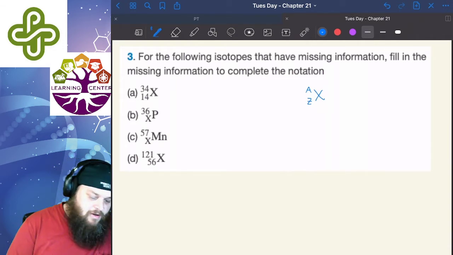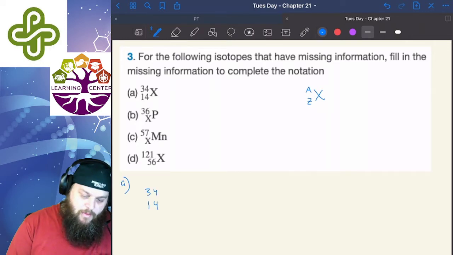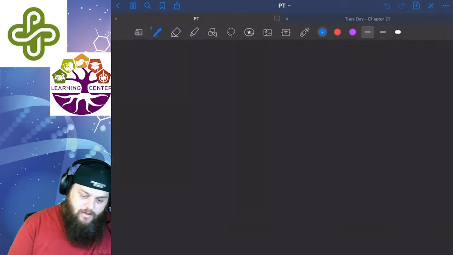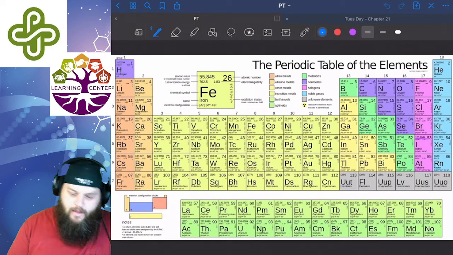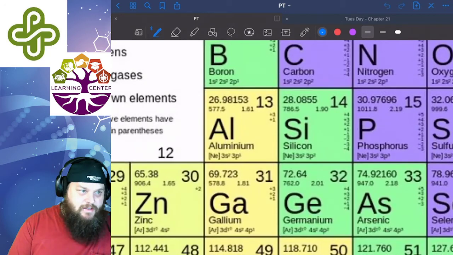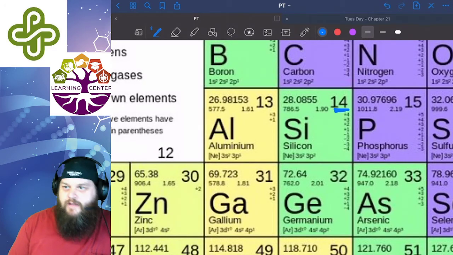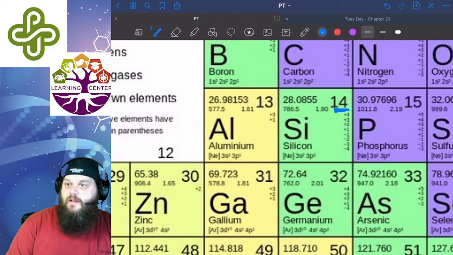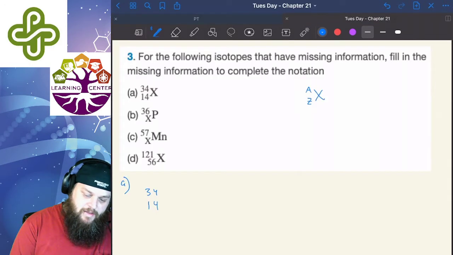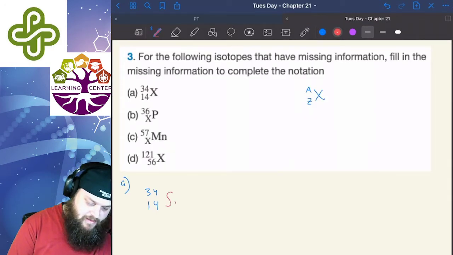So let's get started. For part A here, it says we have 34 nucleons and 14 protons, and we want to know what X is. If we look at our periodic table, we can see that silicon has 14 protons in the nucleus. So that's going to be silicon. I'll write Si.